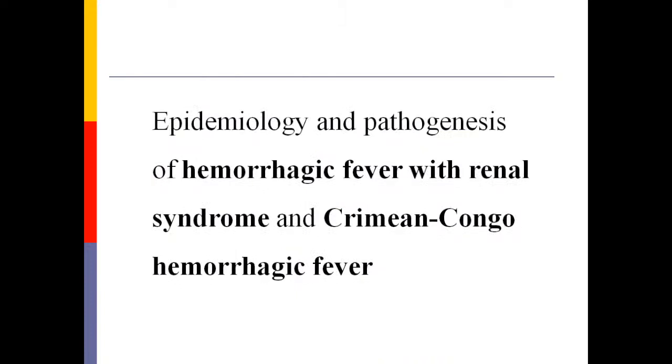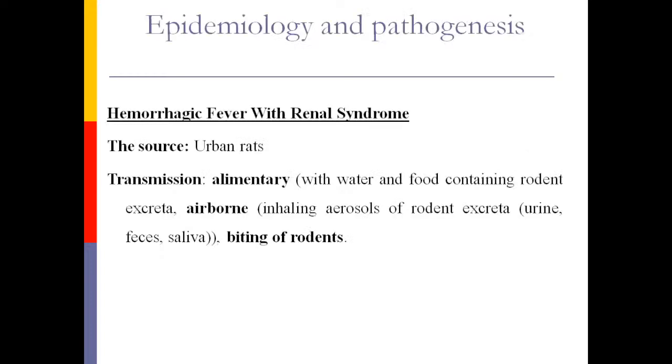Epidemiology and pathogenesis of diseases caused by Bunya viruses. I have said that the first one is Orthohantavirus, which causes hemorrhagic fever with renal syndrome. The source of hemorrhagic fever with renal syndrome is urban rats, only urban rats. Transmission is alimentary, with water and food containing rodent excreta. Airborne transmission occurs through inhaling aerosols of rodent excreta, urine, feces, or saliva, and sometimes, though it is rare, through biting of rodents.